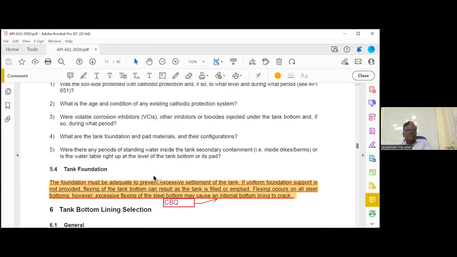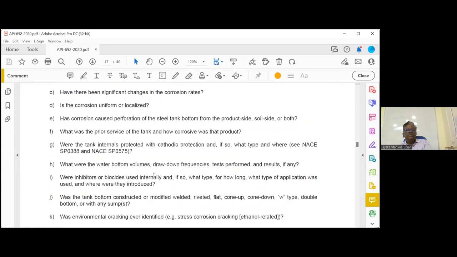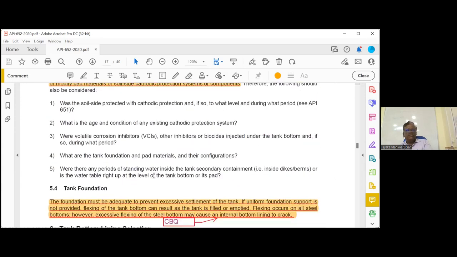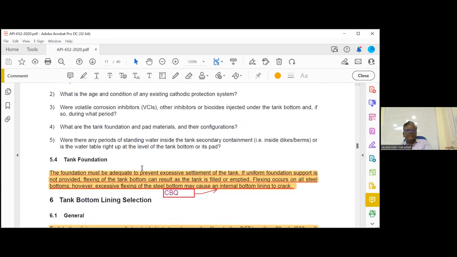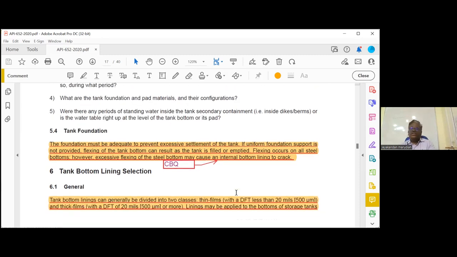These are not important. Please go to page 5.4, page number 10. Tank foundation. The foundation must be adequate to prevent excessive settlement of the tank. If uniform foundation support is not provided, flexing of the tank can result if the tank is filled or emptied. Flexing occurs on all steel bottoms. However, excessive flexing may cause the internal bottom lining to crack. If the bottom plate is flexing, it bends and the lining will break off, particularly thick film lining.